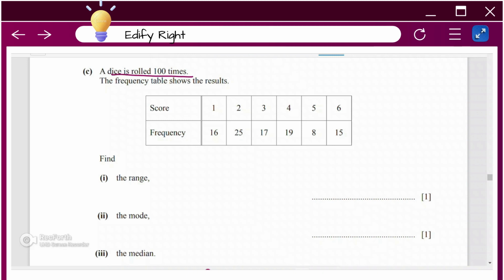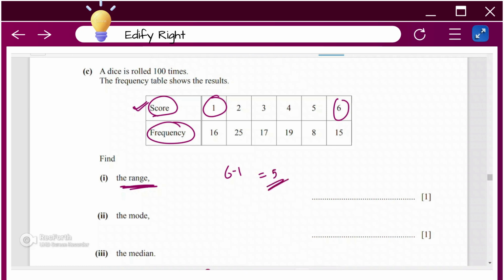A dice is rolled 100 times. The frequency table shows the result. So this is the frequency table. You have the score and you have the frequency. Find the range. Range is pretty simple. The upper score minus the lower score is the range, which is 6 minus 1, which is equal to 5.